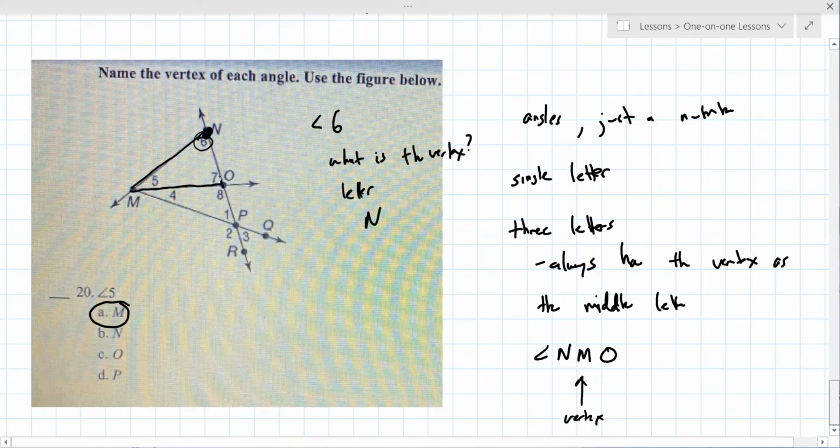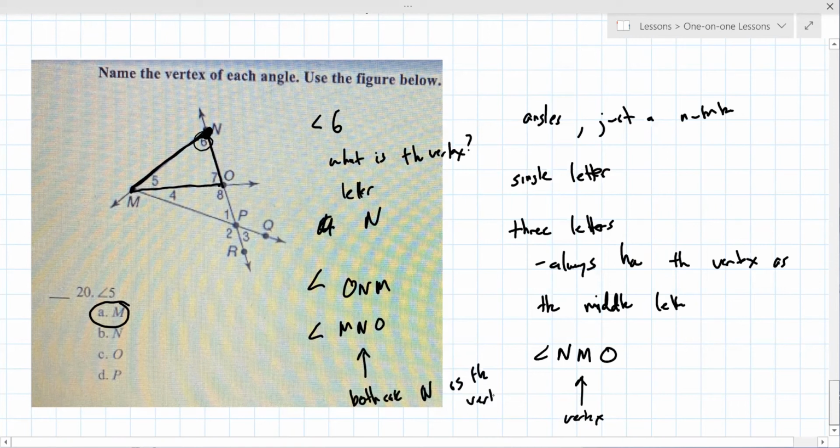So we could go O to N to M, or we could go angle M to N to O. But in both cases, N is right in the middle. N is the vertex.